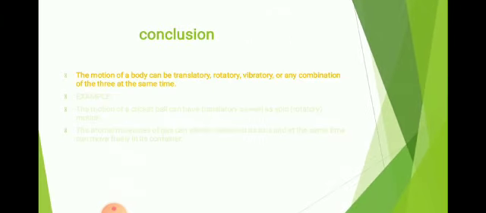So the conclusion is that the motion of a body can be translatory, rotatory, vibratory, or any combination of the three at the same time. For example, the motion of a cricket ball can have translatory as well as spin. Spin means rotatory motion. The atoms and molecules of a gas can vibrate, rotate on their axis and at the same time move freely in their container.